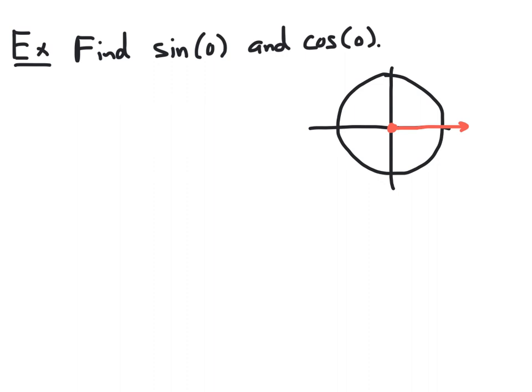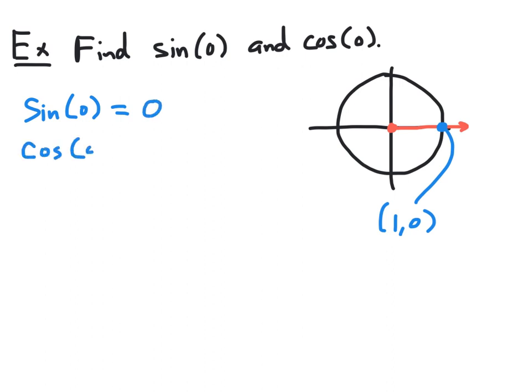In order to use the unit circle to find the sine and cosine of this angle, we need to look at the point where the terminal side intersects the unit circle. From this picture, we see that that point is the point (1, 0). It's 1 unit to the right of the origin. And sine of 0 is defined to be the y-coordinate of that point, which is 0. And cosine of 0 is defined to be the x-coordinate of that point, which is 1. And so we get a sine and cosine value of 0 and 1, respectively.